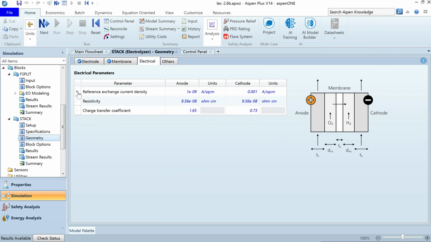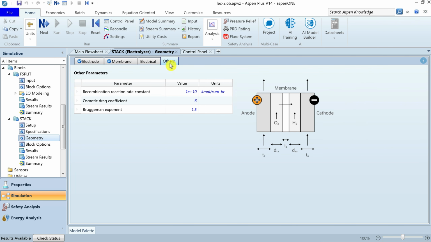On the electrical tab, you can define the most important parameter, the reference exchange current density, besides the resistivity and charge transfer coefficient. By default, the charge transfer coefficient is 1.65 on the anode side and 0.73 on the cathode side. Provided that you have different values of the charge transfer coefficients for the Butler-Volmer equation, you can change these specifications. Similarly, the current density at equilibrium, defined as reference exchange current density, is given for the anode and cathode as base specifications. So having the right numbers, you can change these specifications as well.